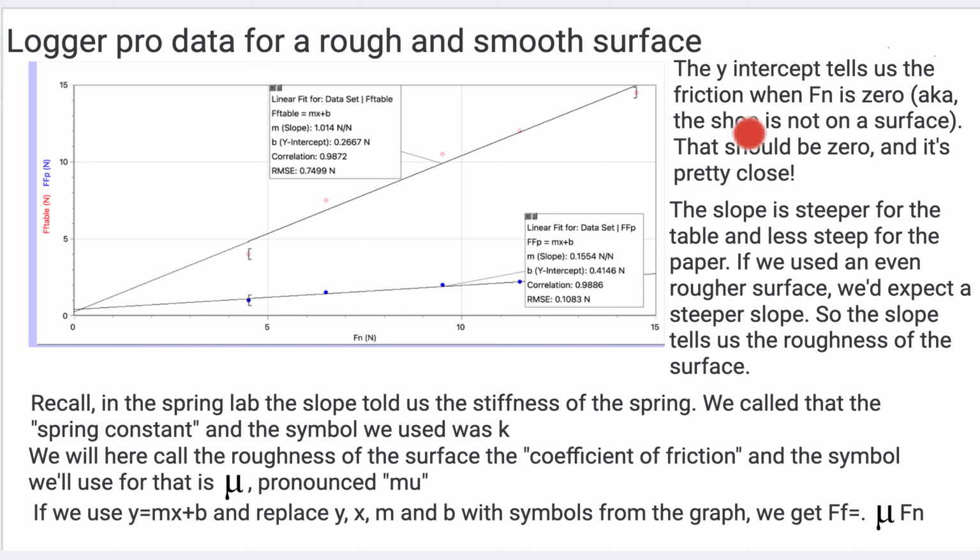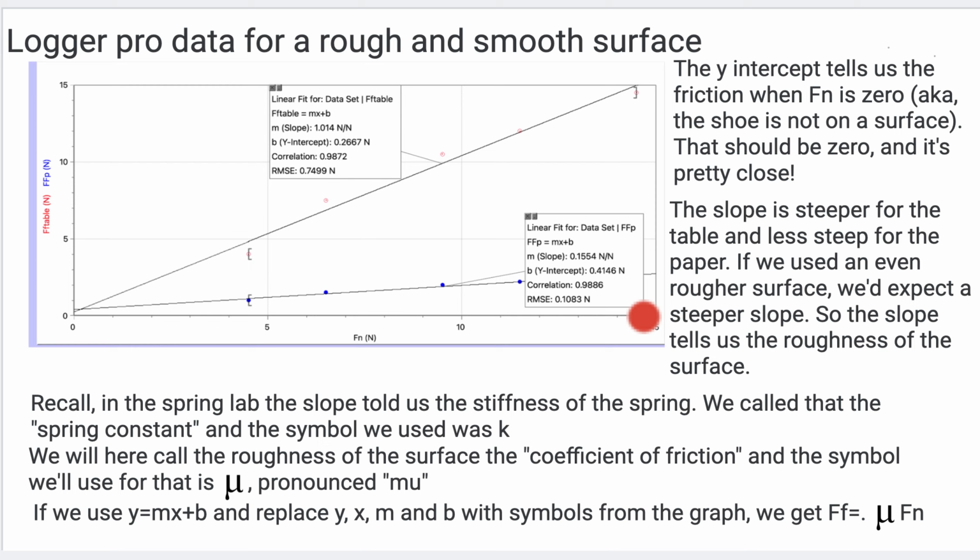Well, the y-intercept tells us the friction when Fn is 0, aka the shoe's not on the surface. And we expect the amount of friction when the shoe's not on the surface to be 0. And actually, if we look at it, it's pretty close: 0.2667 newtons, 0.4146 newtons. And we haven't really talked about margin of error in this lab, but it's pretty high.